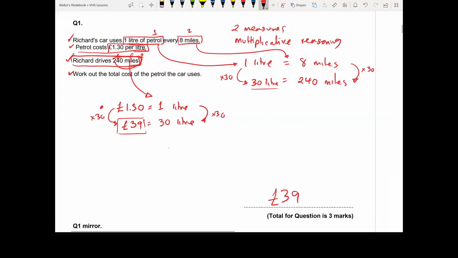So the skill used here is two skills. First of all, line by line maths, which we tend to use pretty much everywhere, and multiplicative reasoning. When did we use multiplicative reasoning? Where there are two measures mentioned, i.e. 1 litre of petrol for every 8 miles, or £1.30 per litre. So £1.30 is one measure and litre is the second measure.